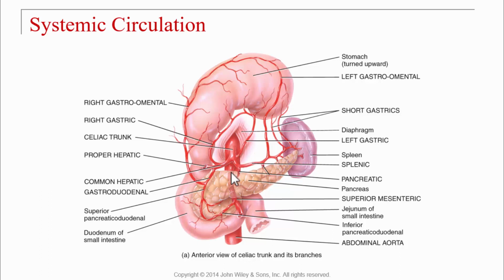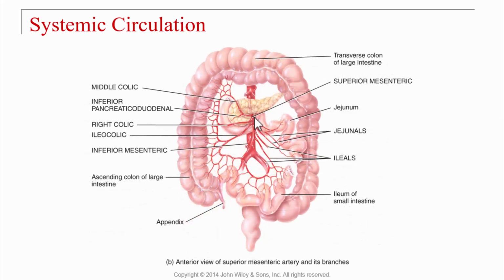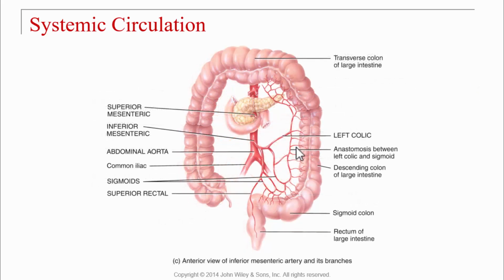And then below that, we're going to see the superior mesenteric artery. And so the superior mesenteric artery, you can see, is going to go to the right portion of the gut and also to the jejunum and some of the ileum. And if we skip the renals, which go to the kidneys, we go down to the inferior mesenteric artery. You can see that's going to supply the left gut.